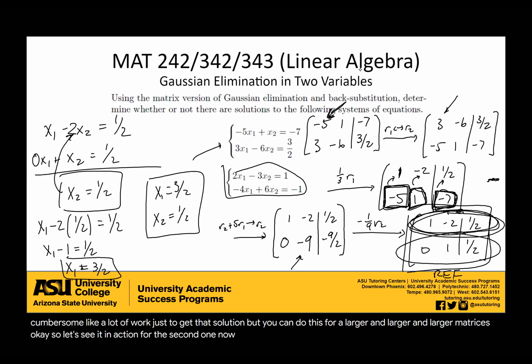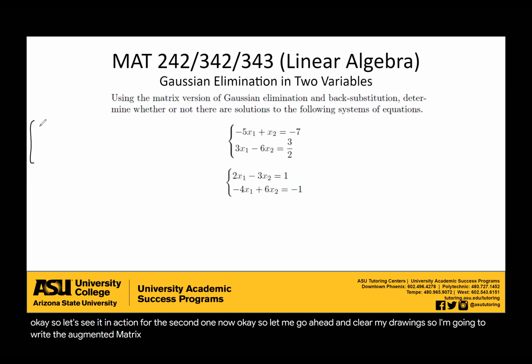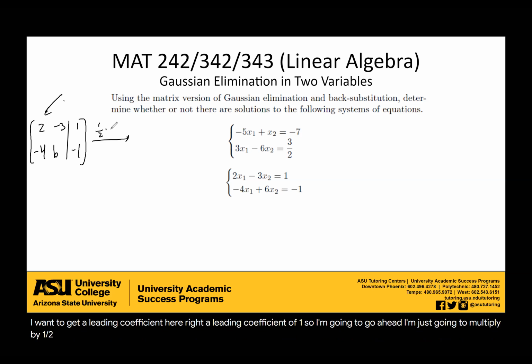Okay, so let me go ahead and clear my drawings. So I'm going to write the augmented matrix: 2, -3, augment with 1, -4, 6, augment with -1. Okay, so first things first, I want to get a leading coefficient here, right? A leading coefficient of 1. So I'm going to go ahead and multiply by 1/2. So I'm going to get 1, -3/2, 1/2.